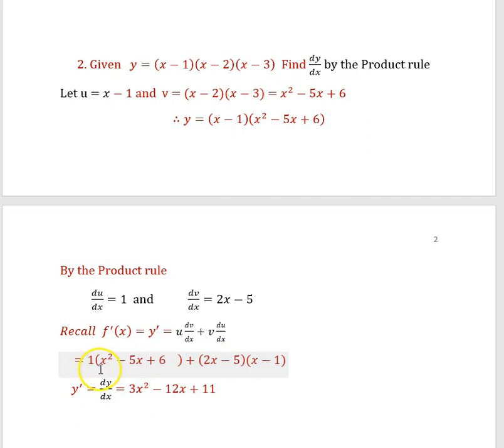So it means after this, you can open the bracket. You open the bracket for that, and you open the bracket for this by FOIL. Add the like terms together. You're going to be having 3x squared minus 12x plus 11.